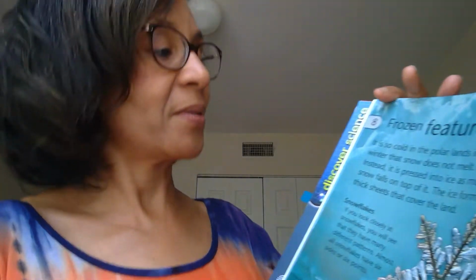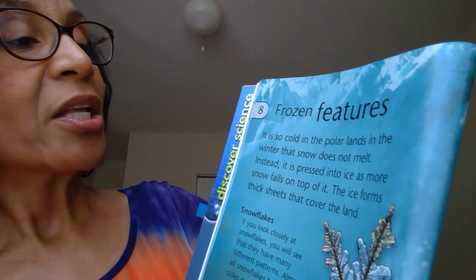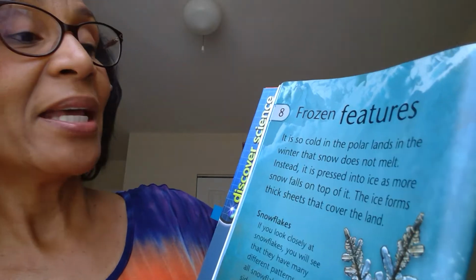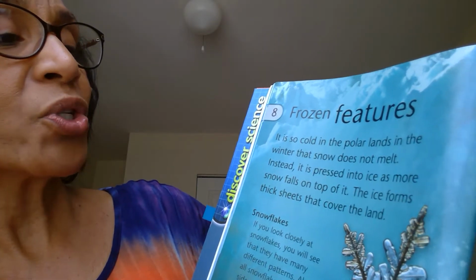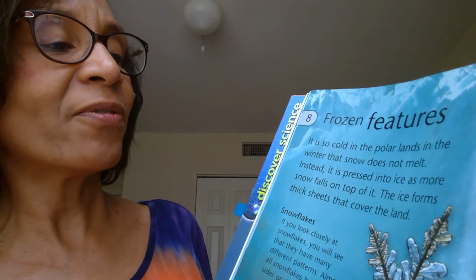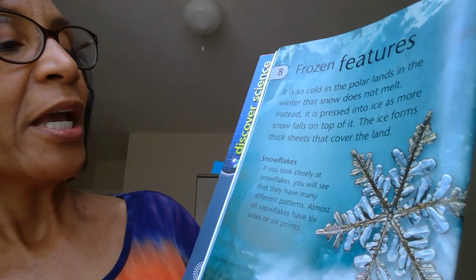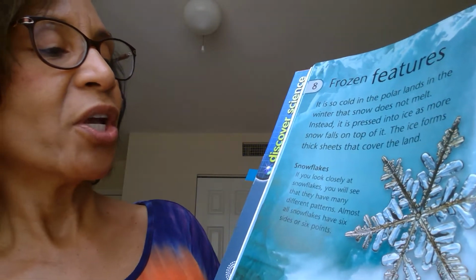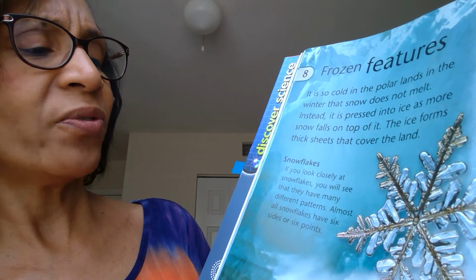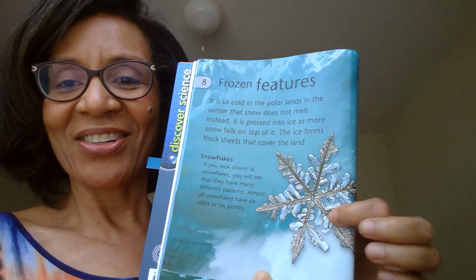Frozen features. It is so cold in the polar lands in the winter that snow does not melt. Instead, it is pressed into ice as more snow falls on top of it. The ice forms thick sheets that cover the land. Snowflakes. If you look closely at snowflakes, you will see that they have many different patterns. Almost all snowflakes have 6 sides or 6 points, as in the case of this one right here.